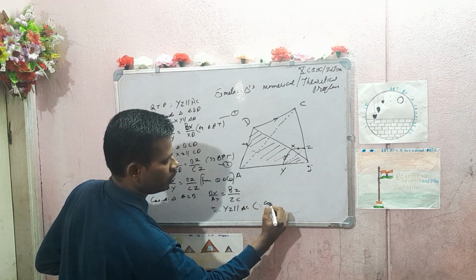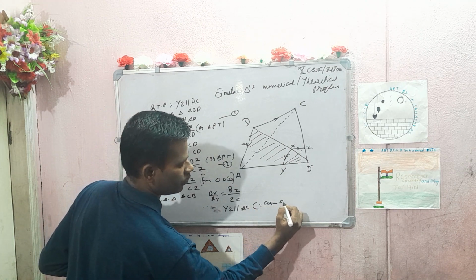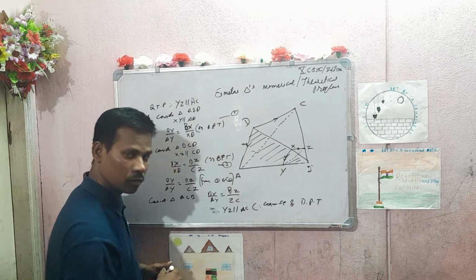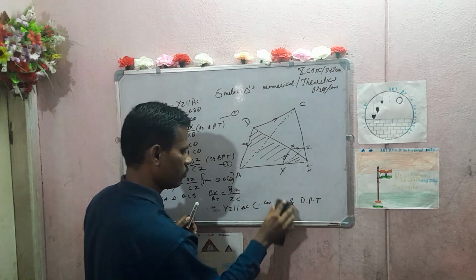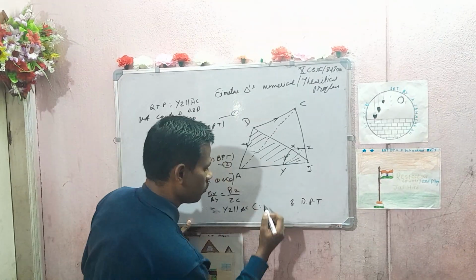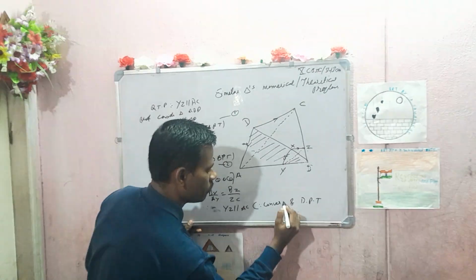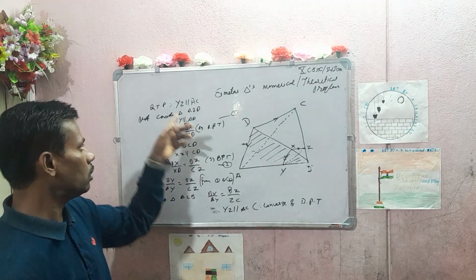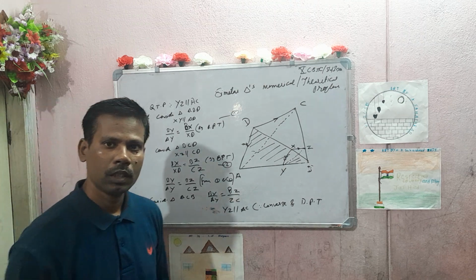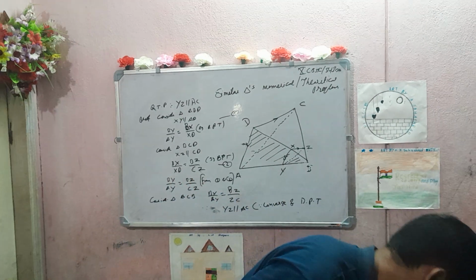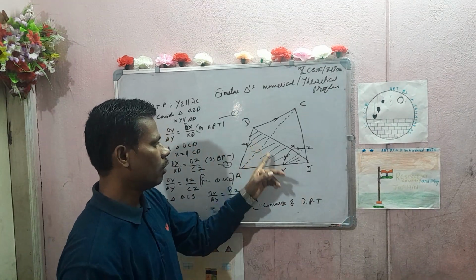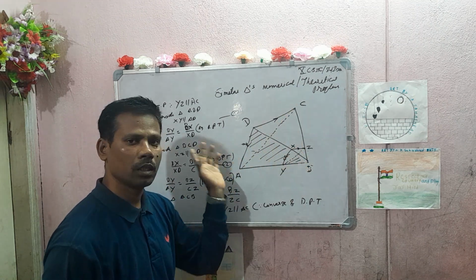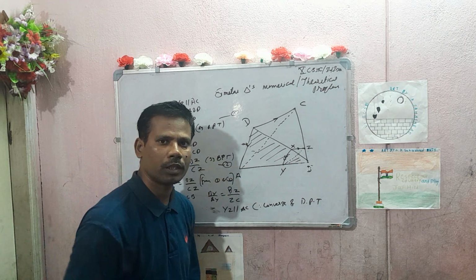Since converse of BPT. That's it. We have proved that. See here, YZ is parallel to AC. Very simple, students. So I have considered this triangle, I have considered this triangle, next I have considered this triangle. Therefore, hence the theorem. Very, very important this one.